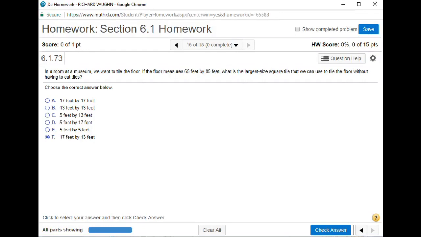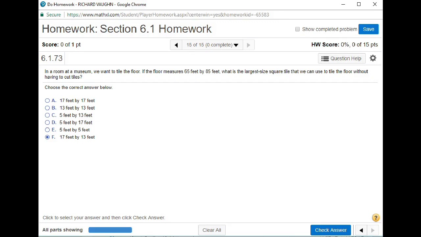We're going to see how many of these we can get through in a very short period of time. I have number 15 pulled up here. This is about tiling the floor of a museum. It's 65 feet by 85 feet. So we want to do the factorization of these dimensions to see what kind of tiles can fit in there.